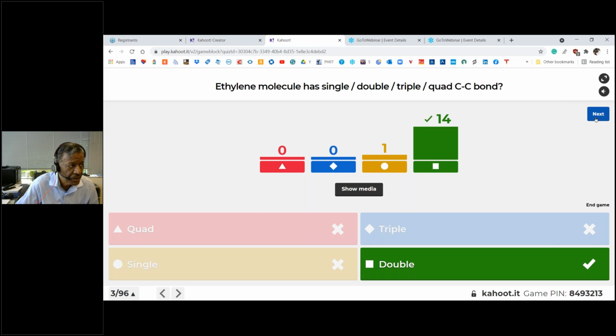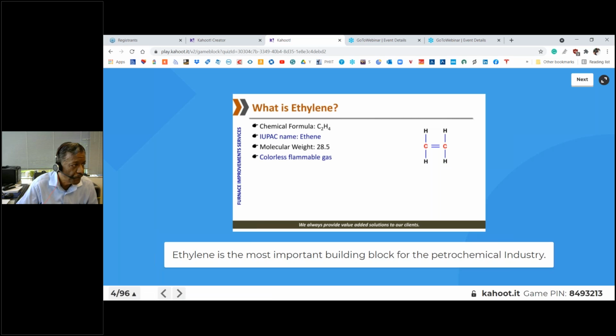So let's move on. Let's summarize. Ethylene, the chemical formula is C2H4. Its technical name is actually ethene as per IUPAC. Molecular weight is 28.5. It's a colorless flammable gas with a sweet musky odor. As I said, it's very reactive and combines with other chemicals easily. So it's a very important building block for the petrochemical industry.